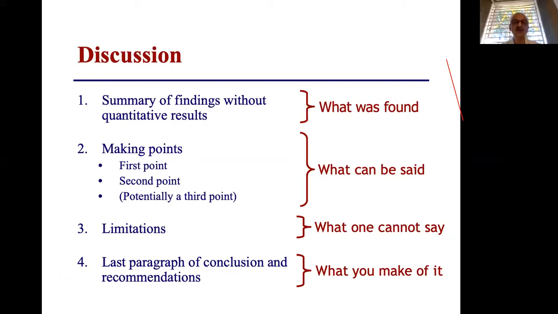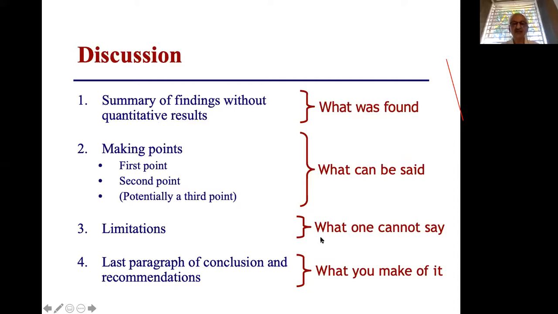You could use a number or two if you wish to, but generally not too many numbers, and certainly no p-values and odds ratios and confidence intervals when you write out a summary of your findings. The second part of the discussion could be on what can be said of whatever you have found. Usually, if you have one question and you have one answer, there'd be 2 or maximum 3 points that you would want to make to get your point across to the reader. And these could comprise the first, the second, and potentially a third point.